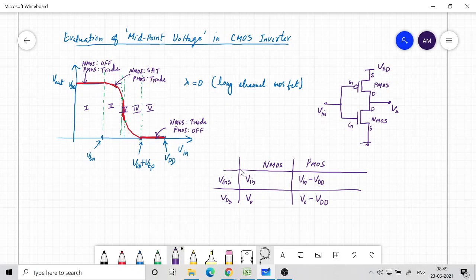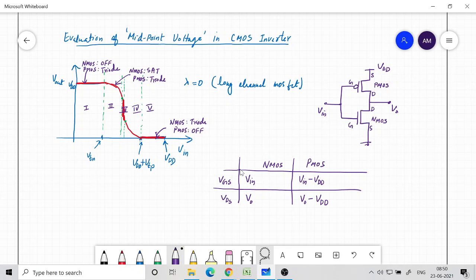VGS of the PMOS is very large compared to its VDS. As the discharging goes on, the VDS value will increase, becoming larger and larger, but initially when the discharging is starting, the VDS value is relatively less, so it continues to be in triode.